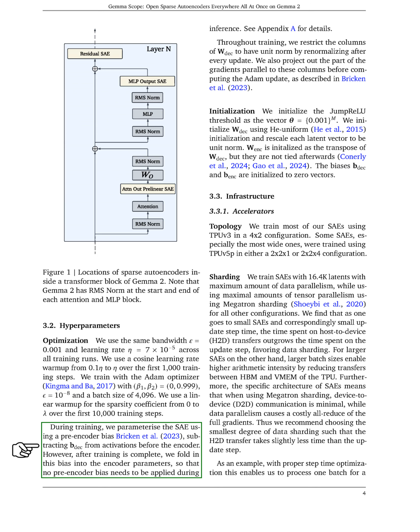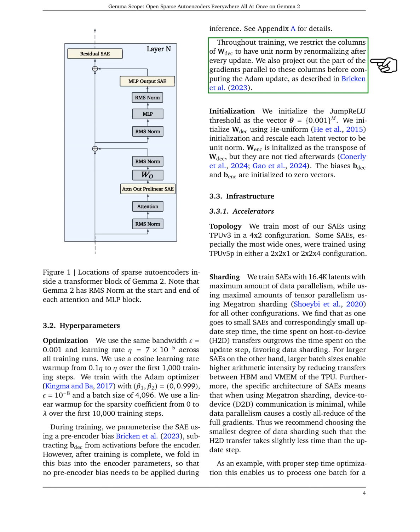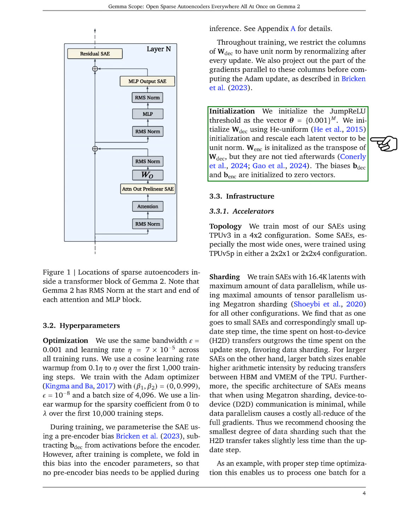During training, we parameterize the SAE with a pre-encoder bias, which we later incorporate into the encoder parameters for inference. We ensure that the columns of our parameters have unit norm by renormalizing after each update and project out the gradient components parallel to these columns before the Adam update. We initialize the jump ReLU threshold with a specific vector and use uniform initialization for our parameters, ensuring each latent vector has unit norm. The biases are initialized to 0 vectors.